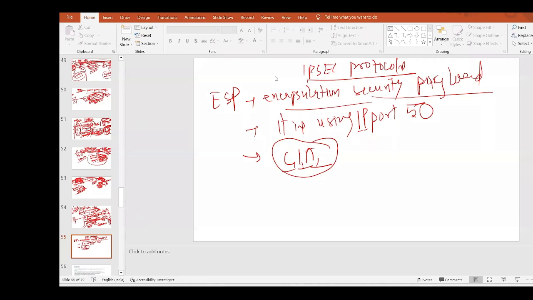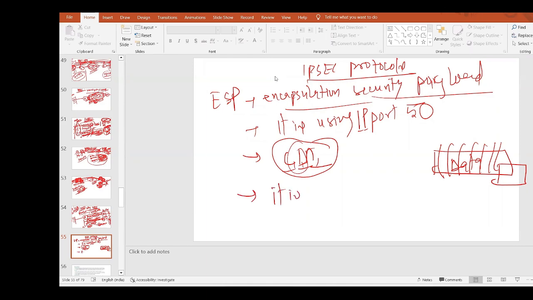So whatever the packet would be, whatever my data is going, this is my data. It will encrypt this data, and also it will provide the integrity, MD5 or SHA. And also availability. So it will provide all the CIA methods. And also it is using an anti-replay mechanism. I will explain what this is.